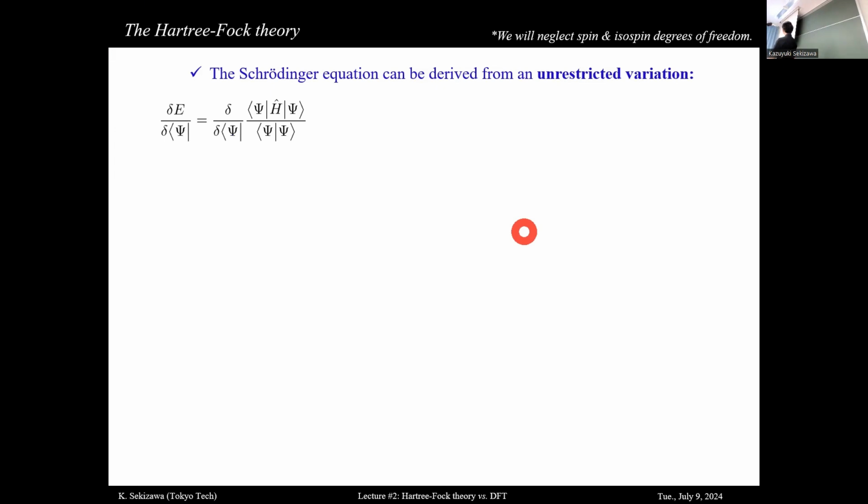So let's begin with the variational principle. The Schrödinger equation can be derived with some unrestricted variation. So assume that the total energy is given here. This is the standard form of the expectation value. The psi here represents the many-body wave function.